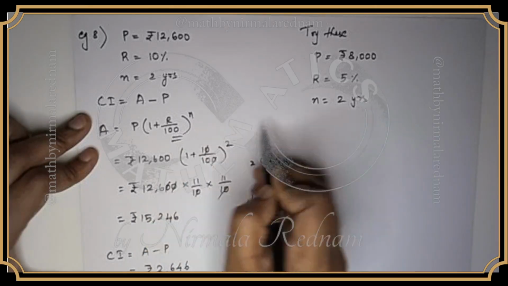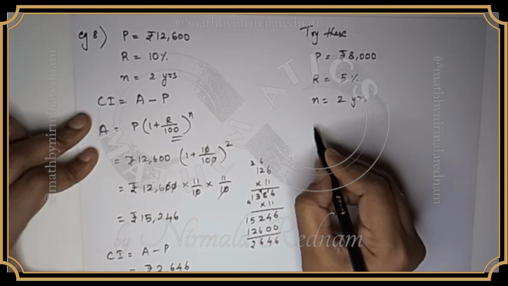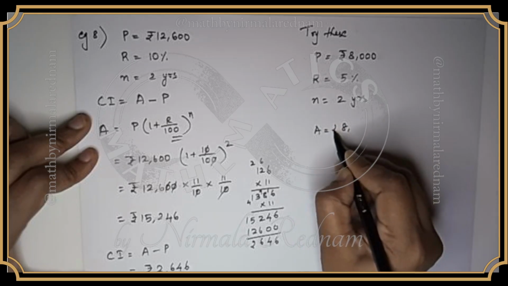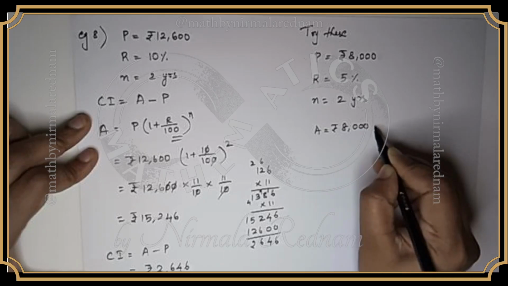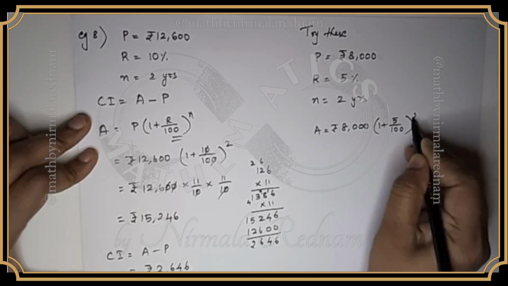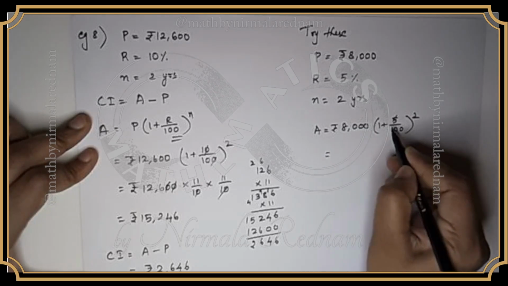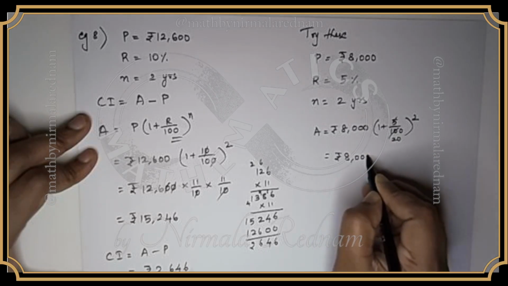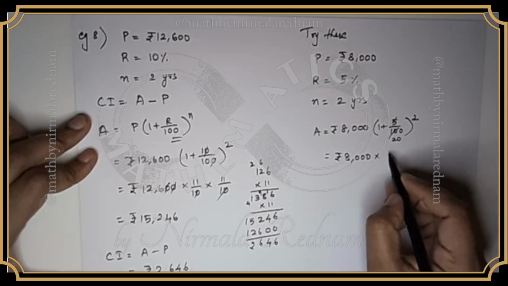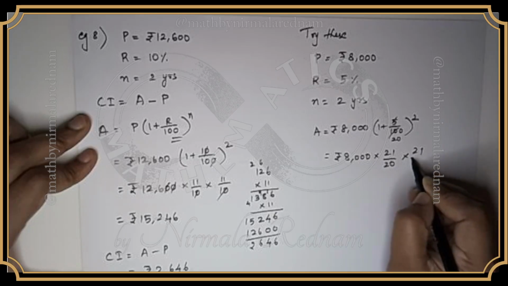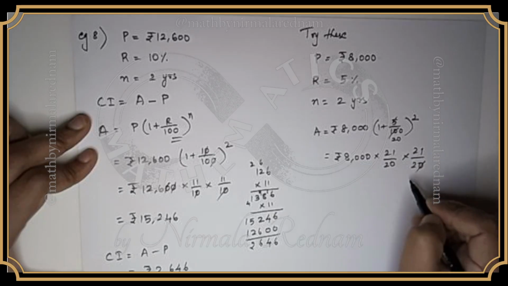So I'm going to use the same formula again. I will be getting the amount after 2 years as 8,000 into (1 plus 5 by 100) whole square. Okay, so 5 by 100 is nothing but 1 by 20, and 1 by 20 plus 1 is 21 by 20. I have to write it twice, right?